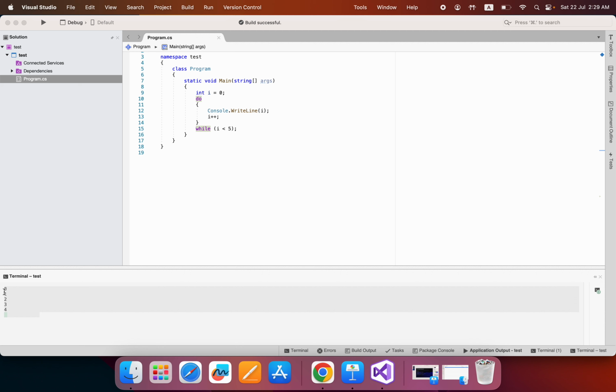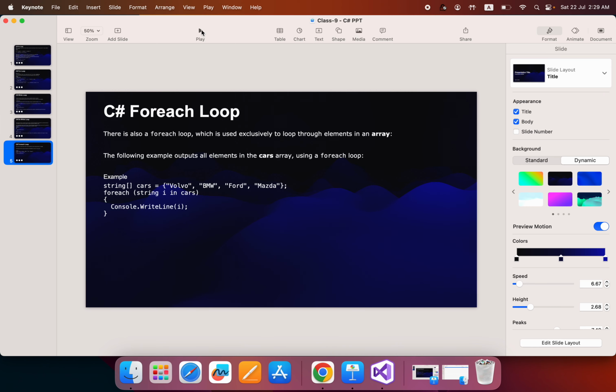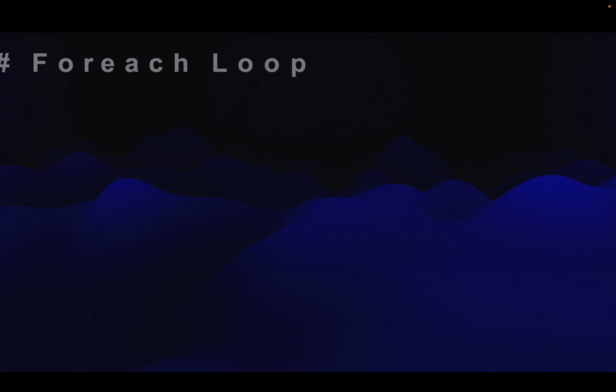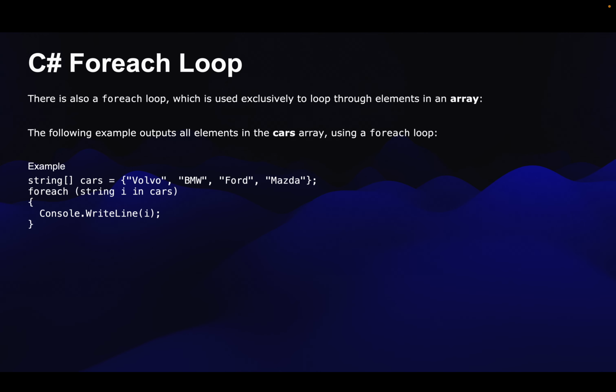So it's printing the same result, starting from 0, and it will print until the value is no longer less than 5. Next is the foreach loop. This is very important, every developer uses the foreach loop. There is also a foreach loop which is used exclusively to loop through elements in an array.